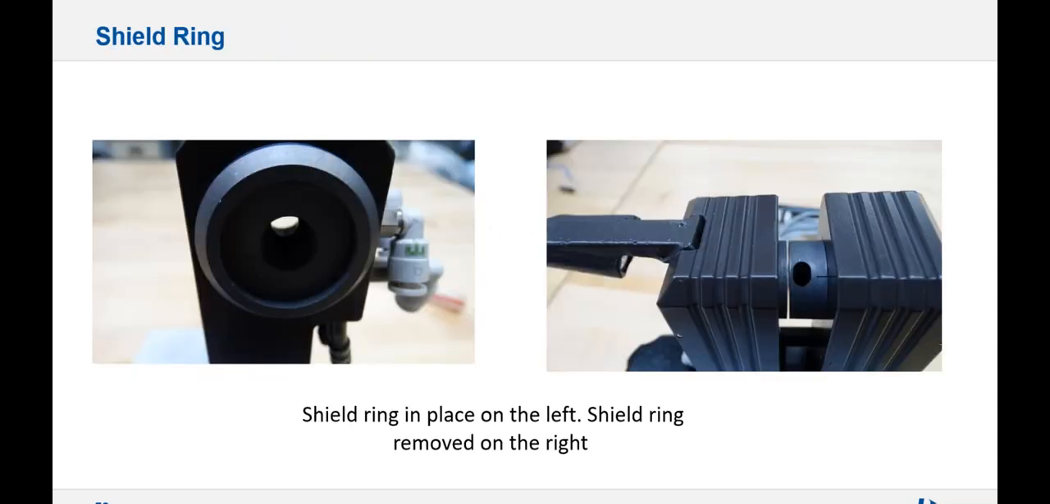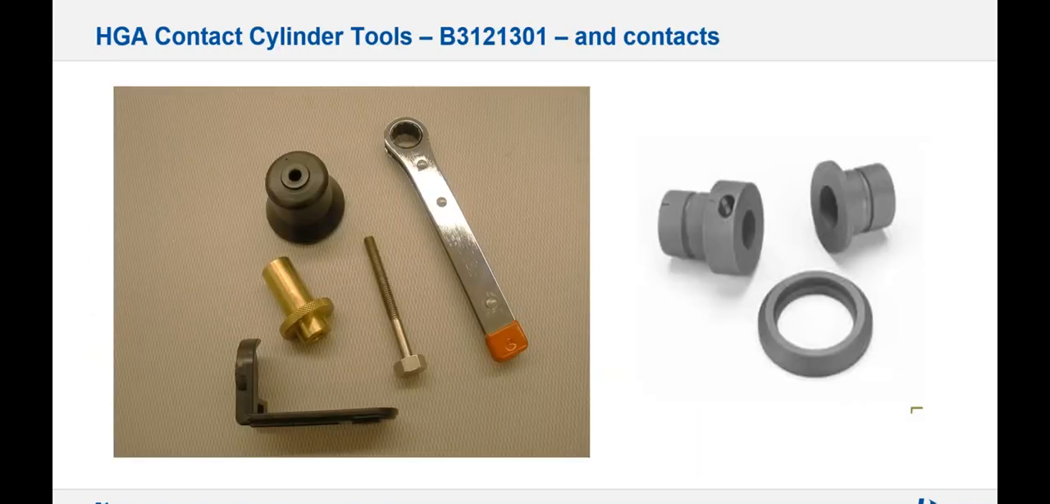And on the left, you see the shield ring in place. And then on the right, you see without the shield ring, you see the little gap between the two different contact cylinders. Now, these are the tools that you will need to change your contact cylinders, and then on the right are the contact cylinders themselves.